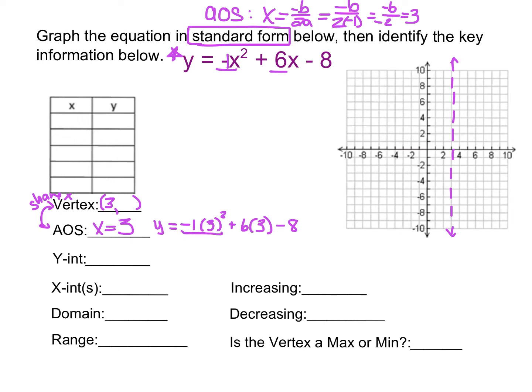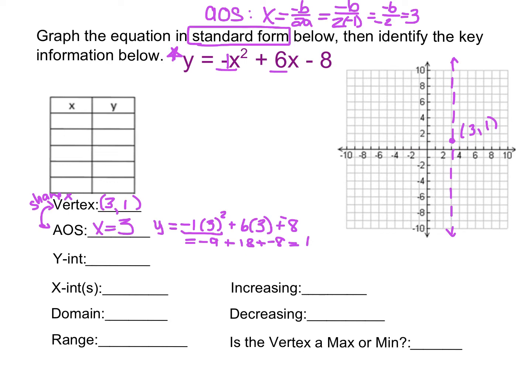So just using my order of operations, I'm going to start right here. So I have, well, 3 squared is 9. Times negative 1 is negative 9, plus that becomes 18, and then I'm going to use keep change here and do plus a negative 8. So negative 9 plus 18 is 9, 9 plus negative 8 is 1. So here I have a vertex point of x is 3 and y is 1. So we can go right here, and there's our vertex point of x is 3 and y is 1.